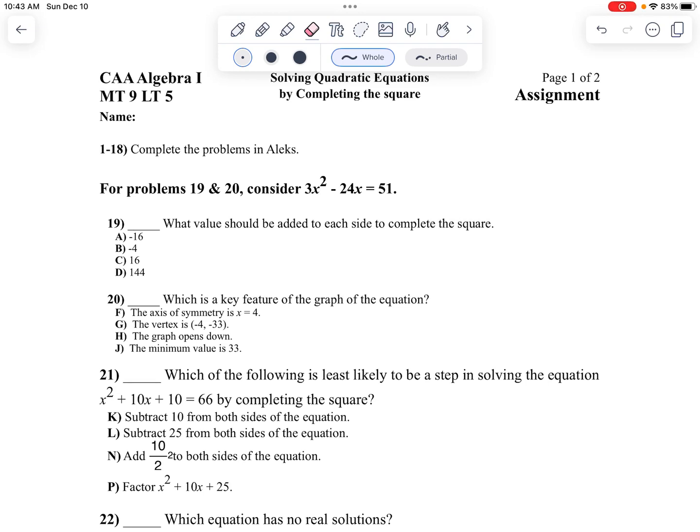Let's take a look at your MT9 LT5 assignment here. First thing is, before we start, don't forget your name. And then do the first 18 questions in Alex, either before you do the paper assignment or after you do the paper assignment.